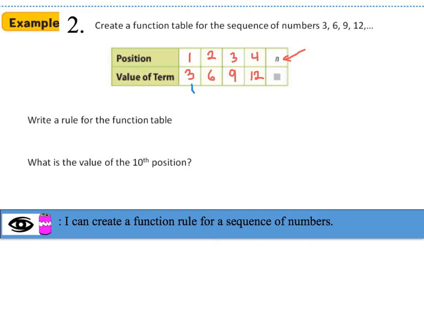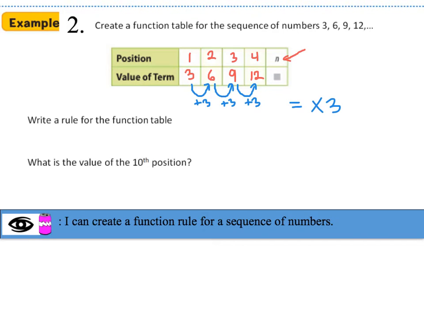To get from 3 to 6, I would add 3. And I would add another 3 to 6 to get 9. And then I would add another 3 to 9 to get 12. So basically I have a pattern here of continuing to add 3, or repeated addition. A shortcut to repeated addition is to just multiply by 3.